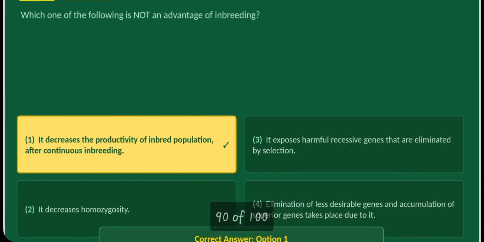See, it decreases the productivity of inbred population after continuous inbreeding. So this is not an advantage, it is a disadvantage. So the first option is a disadvantage of inbreeding. It exposes harmful recessive genes, that is an advantage of inbreeding. It increases homozygosity. So all the others are advantages. So the only correct one is the first option. The remaining three are incorrect.